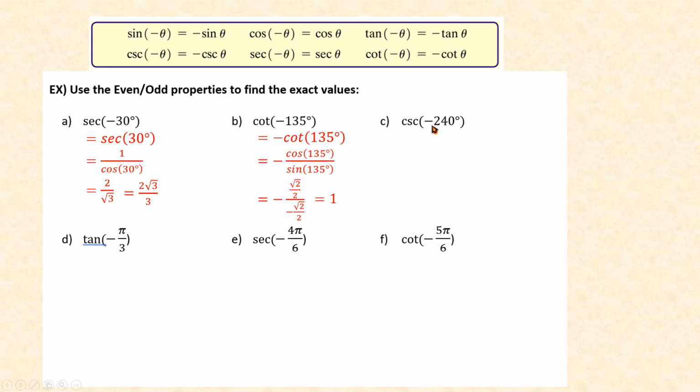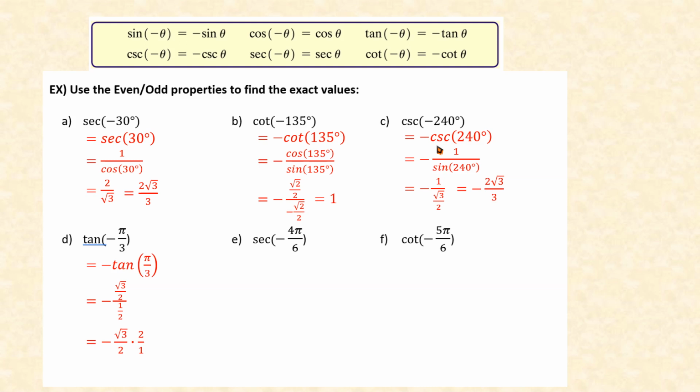Okay, now cosecant of negative 240. Cosecant is odd, so that gives you negative cosecant of 240, which is negative 1 over sine of 240, which is negative 1 over radical 3 over 2, and then you flip that and you rationalize it, you get negative 2 radical 3 over 3. Tangent of negative pi over 3 is negative tangent of pi over 3, which gives you negative radical 3 over 2 over 1/2. You flip and multiply, okay, and you get negative radical 3.